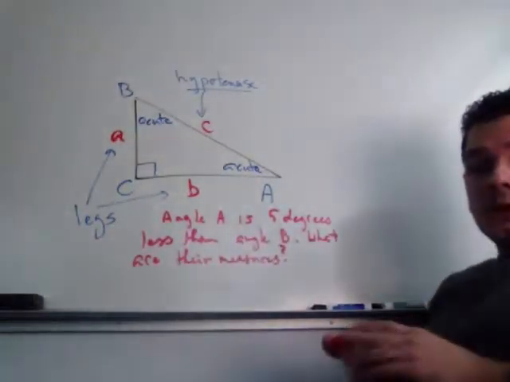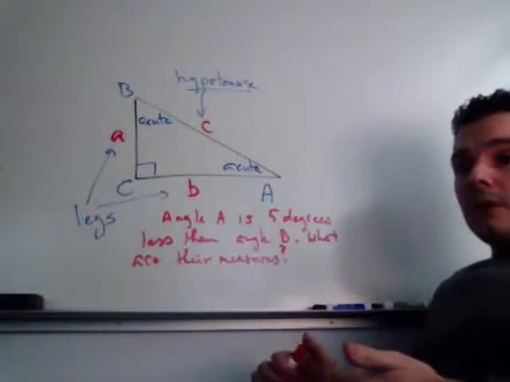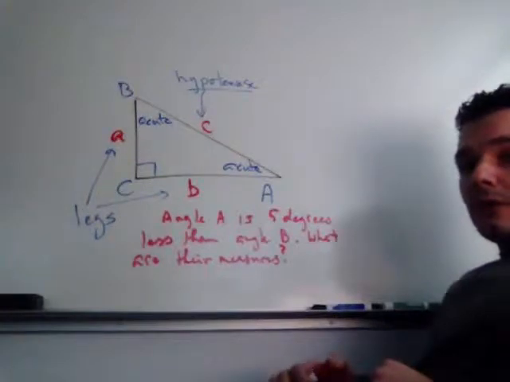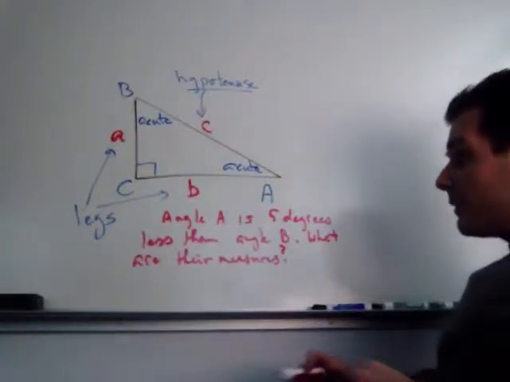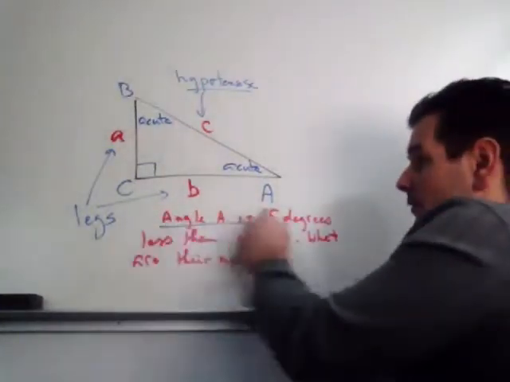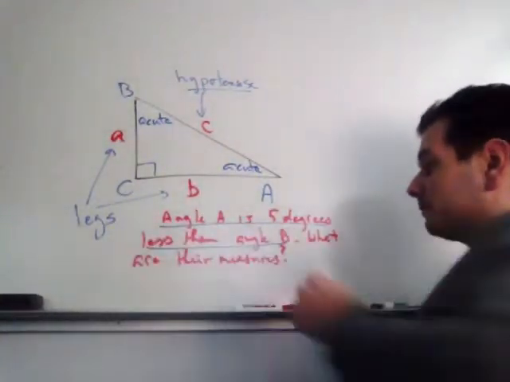Right? So what are you doing here? You're just looking for the measures of angle A and angle B, right? The two acute angles in the right triangle. And you know that angle A is 5 degrees less than angle B. So this gives you the relationship here, okay?